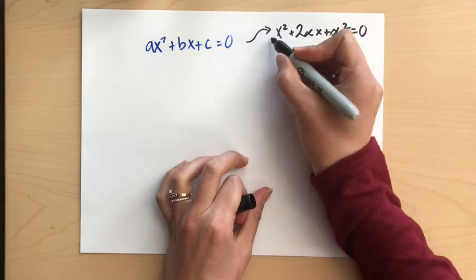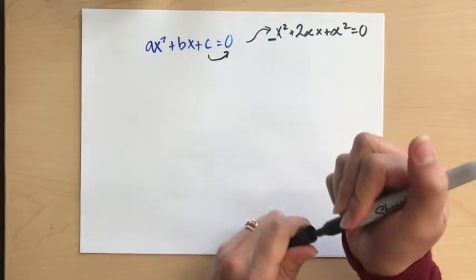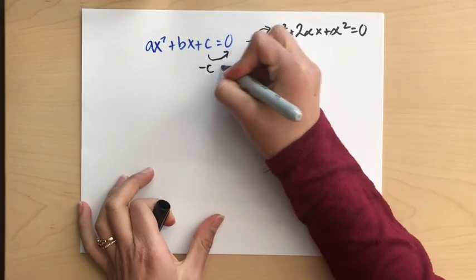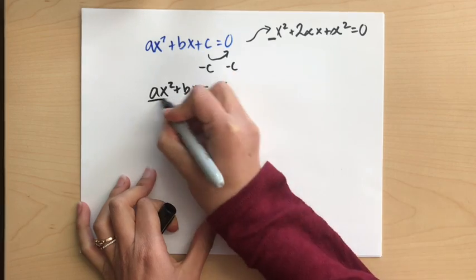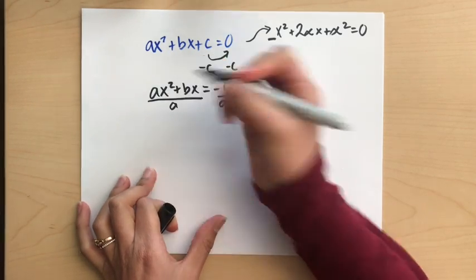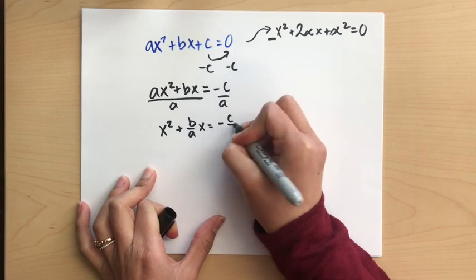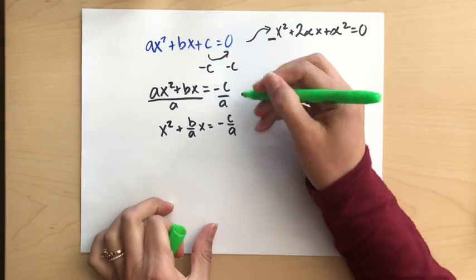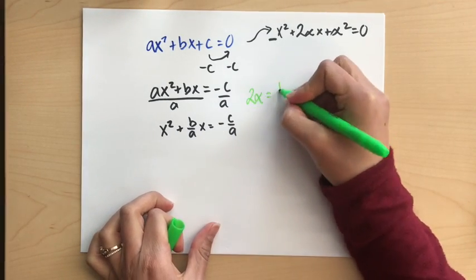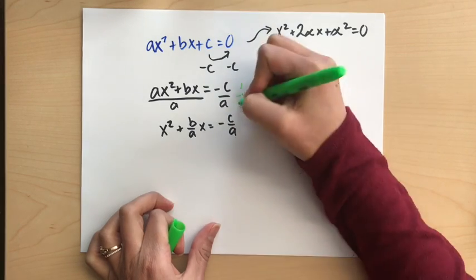Okay, remember that we were getting things in the form of x squared plus 2 alpha x plus alpha squared, right, with nothing in front of that x squared term. So I'm going to start by subtracting c from both sides of this original equation, and then by dividing by a so I can get rid of the coefficient in front of my x squared. So then I would have x squared plus b over a x is equal to negative c over a. Okay, so now I can do my 2 alpha business. 2 alpha in this case is just equal to b over a, which is the thing in front of the x.